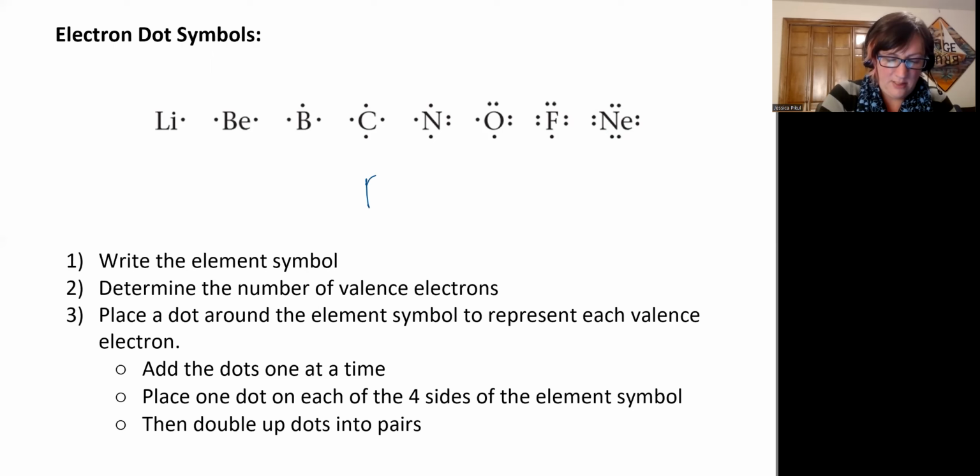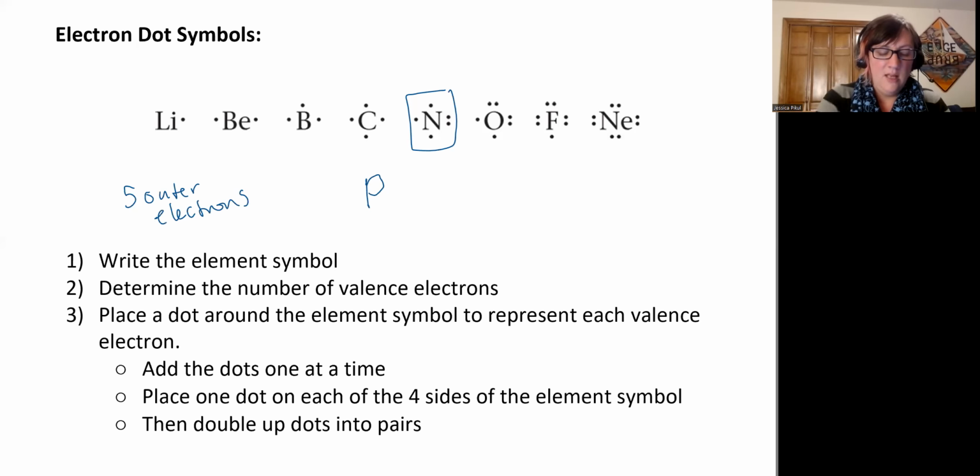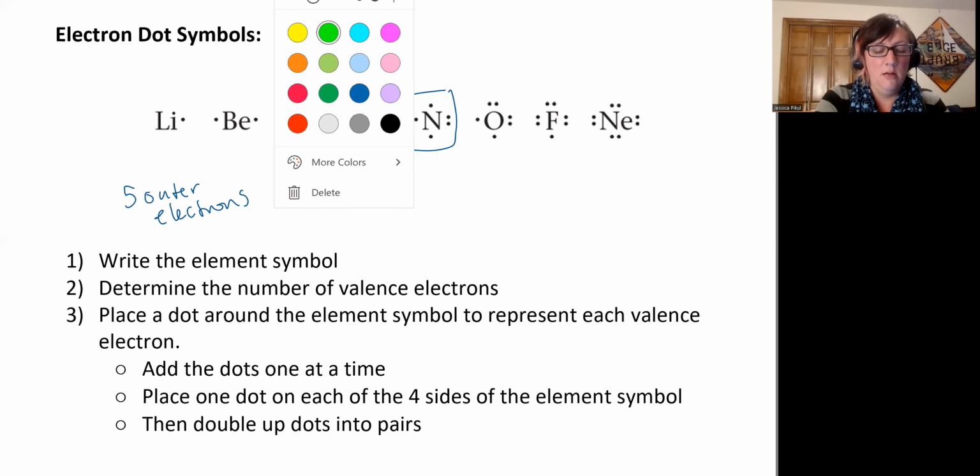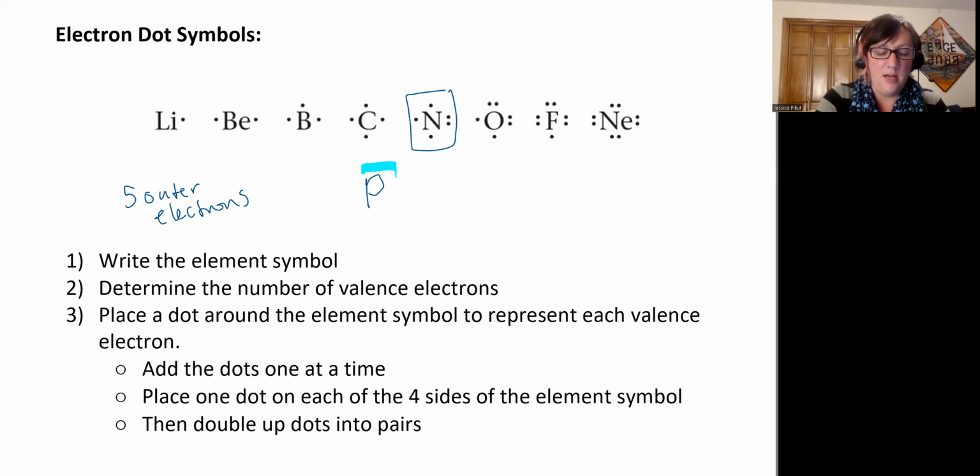So I would write my element symbol, and it's P for phosphorus. Then I would determine the number of valence electrons, or outer electrons. Phosphorus is right underneath nitrogen, so that means it's going to have 5 electrons. I'm going to show that by placing dots to represent an electron around the phosphorus chemical symbol. I'm going to imagine that there are 4 sides around it, like it's a box.